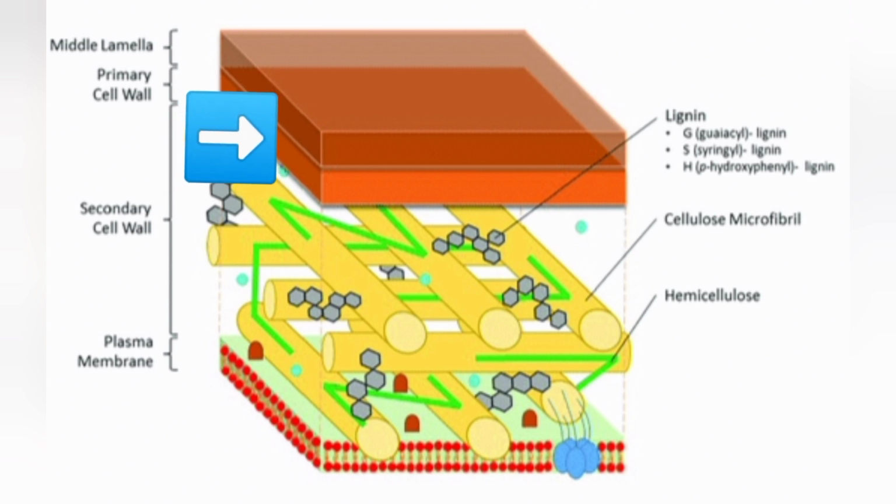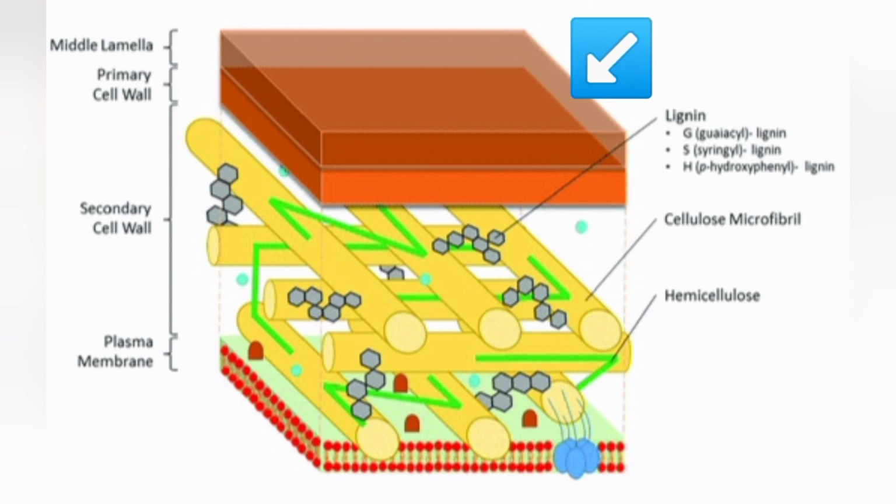Then we come to the primary cell wall. This is thinner than the secondary cell wall. It is more flexible and extensible and helps in the cell growth. And then we have the middle lamella, which acts as a cement between two adjacent cells.